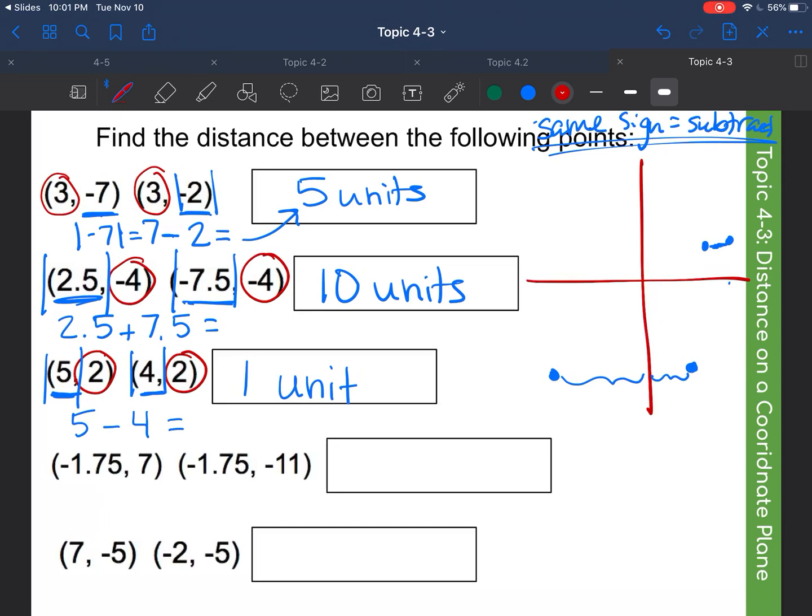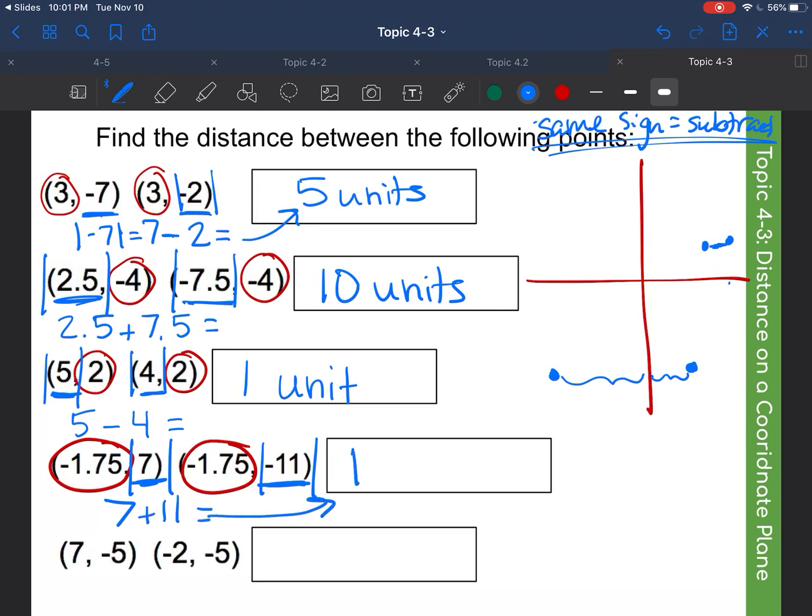So the numbers that are the same are negative 1.75 in both. So we're going to look at 7 and negative 11. Do those have the same sign or different signs? They have different signs. So if they have different signs, we take the absolute values and add them. Okay, so absolute value of 7 is 7. Absolute value of negative 11 is 11. We're going to add those, and we get 18 units.